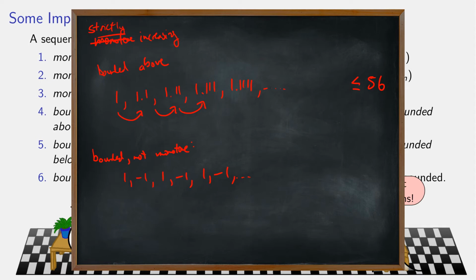It's also not monotone. Here, I went from 1 to minus 1, that went down, but then minus 1 to 1 went up, and then down, and then up. It's not consistent about whether it's increasing or decreasing. It is not a monotone sequence, but it is bounded. Okay. You could also do something that is not bounded and not monotone.